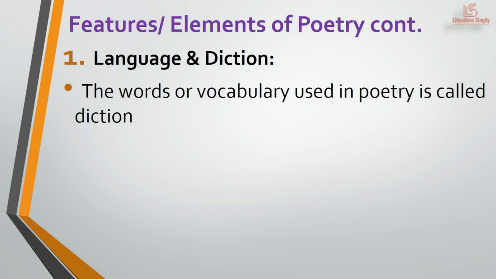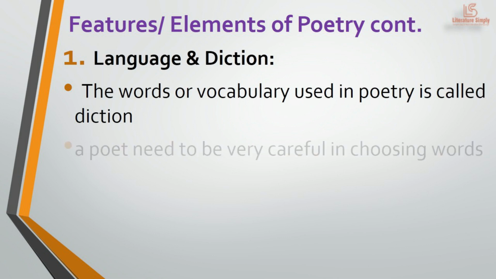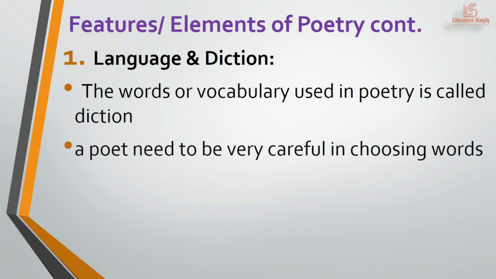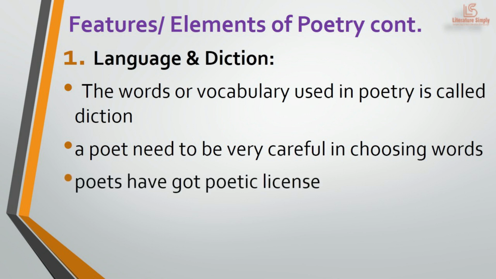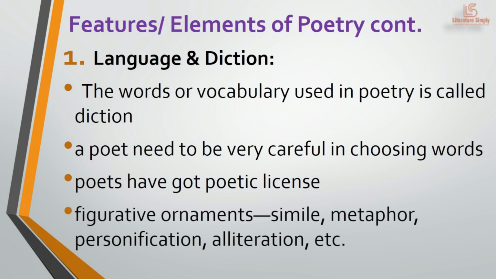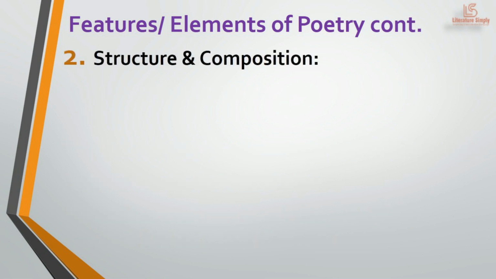In a novel, the author has a larger scope to use more elaborate language and vocabulary, but a poet needs to be very careful in choosing words as he or she gets a little space of a few lines or stanzas. A poet cannot be as elaborate as a novelist, but poets have poetic license, meaning they can violate rules and norms of language use. The language of poetry is charged with figurative ornaments, that is, figures of speech like simile, metaphor, personification, alliteration, etc.